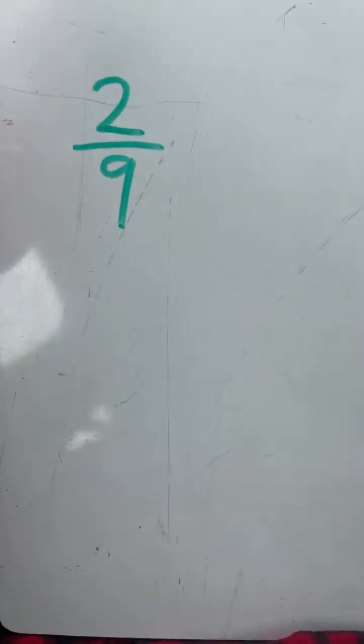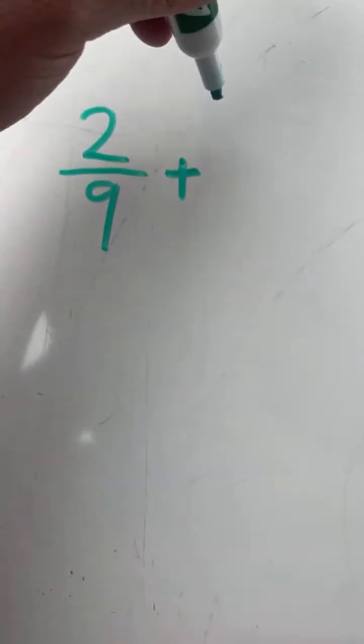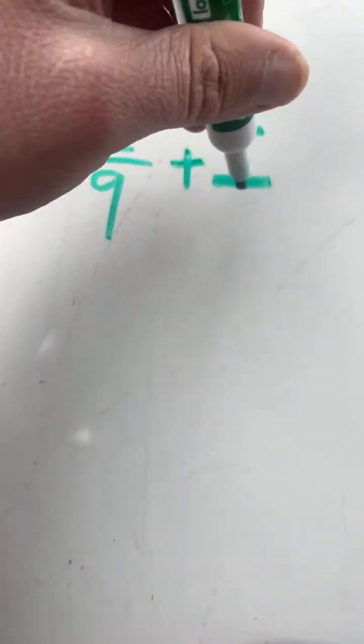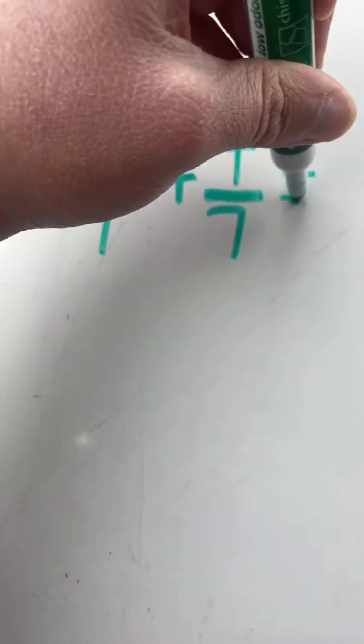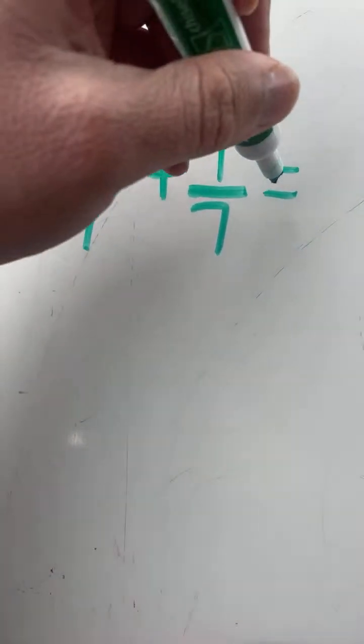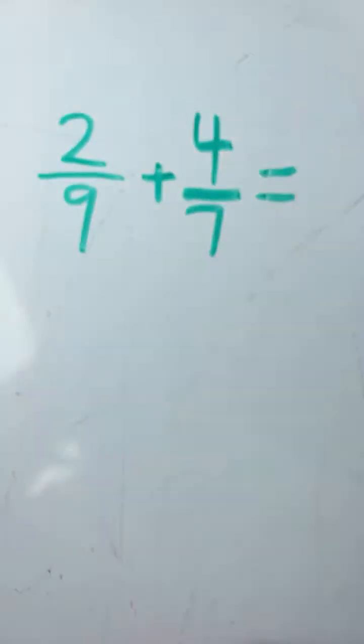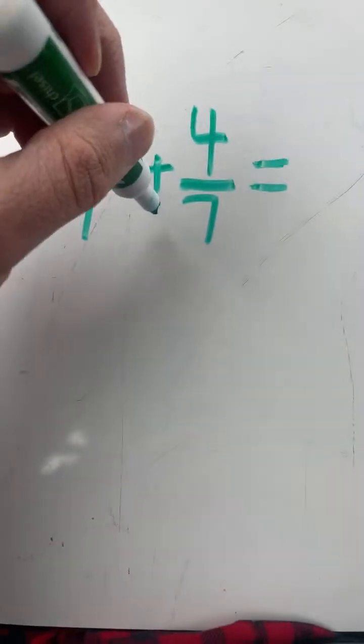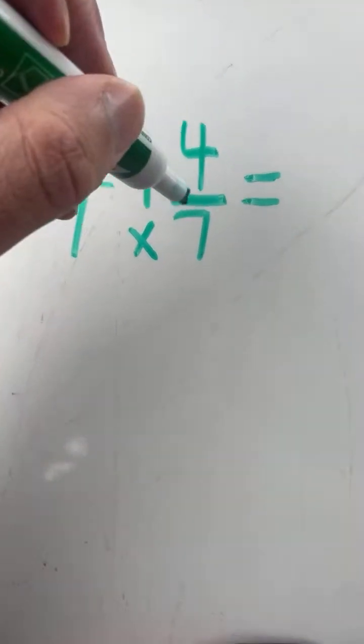Alright, 2/9 plus 4/7. That'll be my final video. So again, step 1, we find our common denominator by multiplying our two separate denominators. So 9 times 7 equals 63.